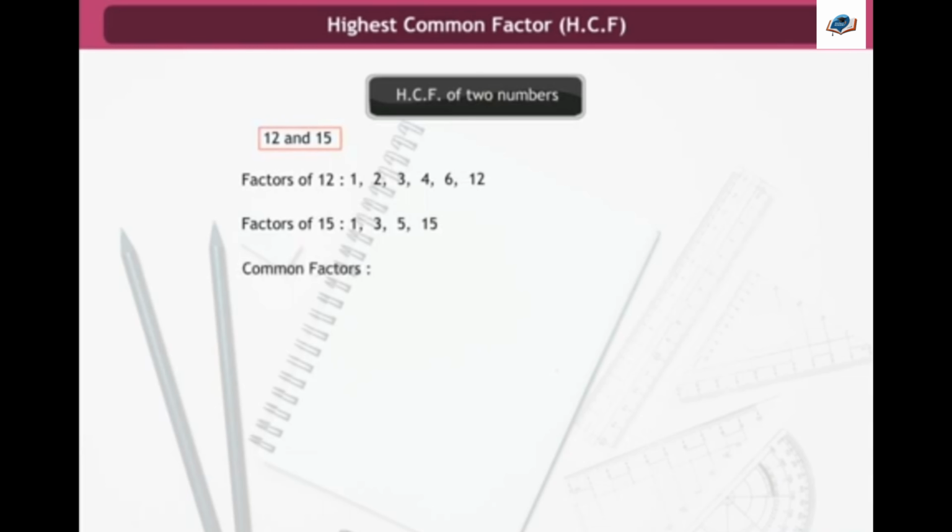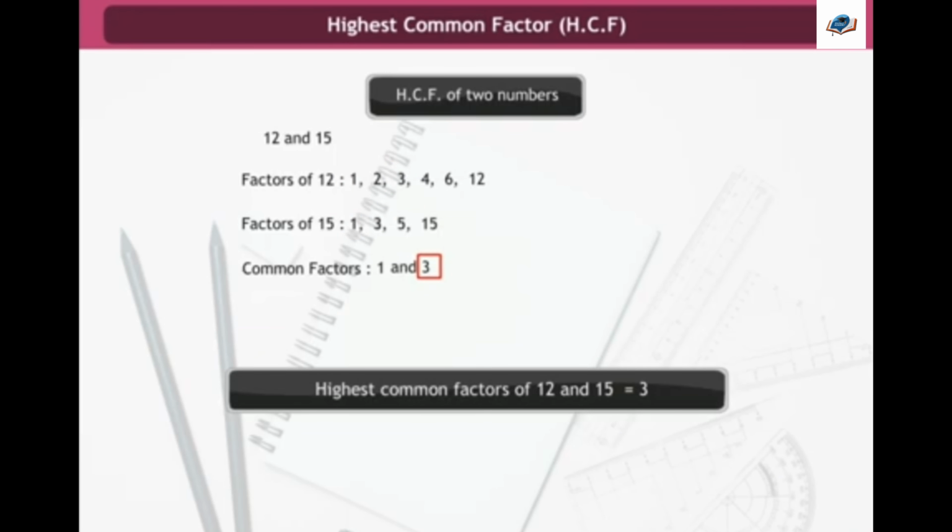Clearly the common factors of 12 and 15 are 1 and 3. From these, the highest common factor is 3. So we say that the highest common factor, or simply HCF, of 12 and 15 is 3.